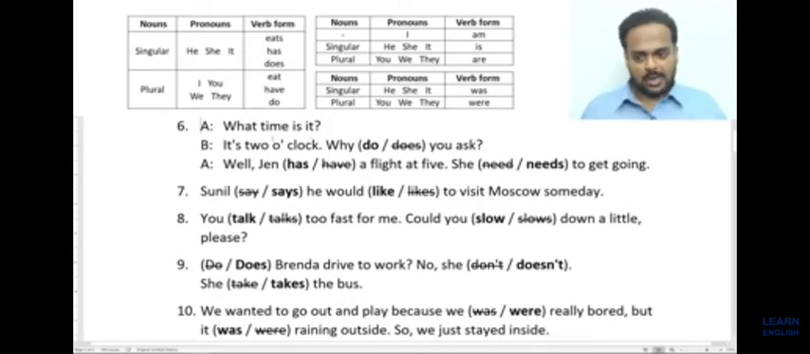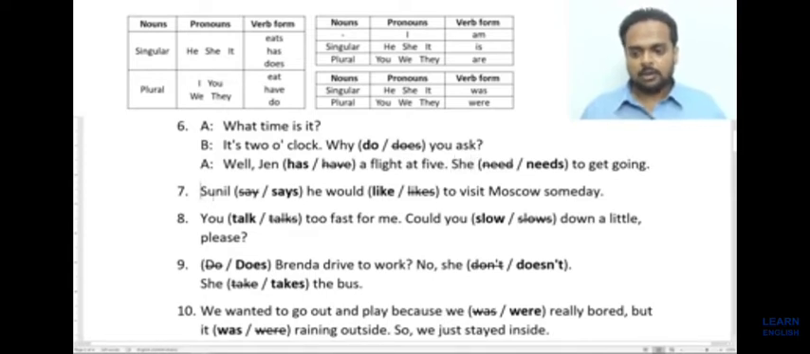In number 6, we have a conversation between 2 people. What time is it? It's 2 o'clock. Why do you ask? Well, Jen has a flight at 5. She needs to get going. Here we've said has and needs because in both cases we have a singular subject. Here Jen is a singular subject and she is a pronoun that refers back to Jen.